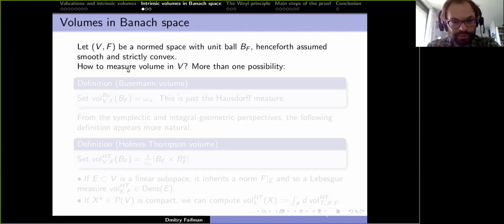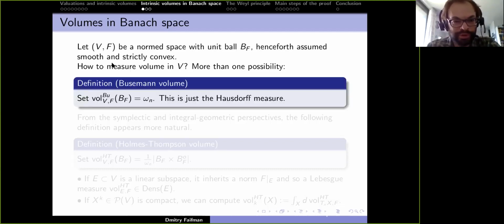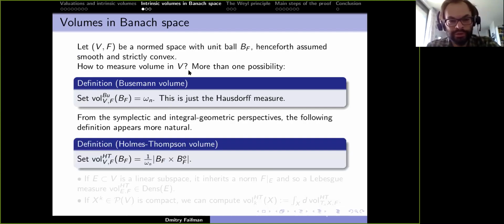So how to define volume? The first thing to try is just to take the unit ball and say, okay, let's call its volume omega n, the same as the volume of the Euclidean ball. What you will get is just the Hausdorff measure, and that's a good choice for some purposes, but from certain perspectives, particularly if you're interested in symplectic geometry or dynamics, or alternatively, as we will see, if you're interested in integral geometry, a better definition is that of the Holmes-Thompson volume.